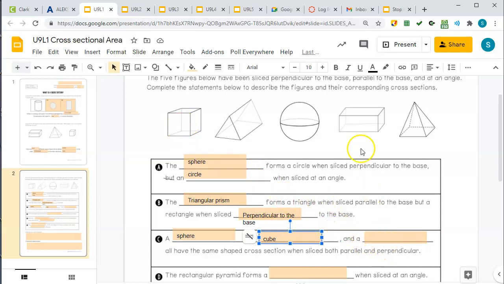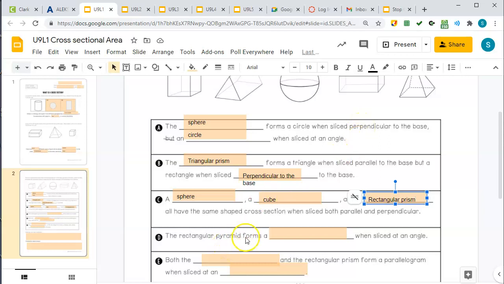square. Now, the rectangular prism, you always get rectangles no matter which way you cut, though you won't have the same rectangle. It will be the same shape because it will always be a rectangle. So you might get different size rectangles as you cut this one across, but they'll all be rectangles.